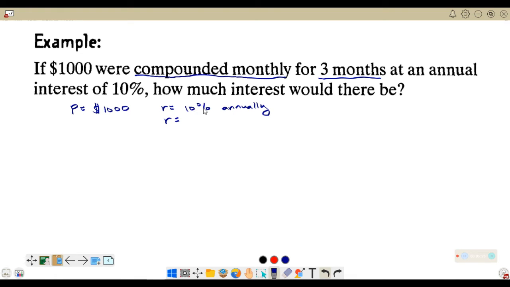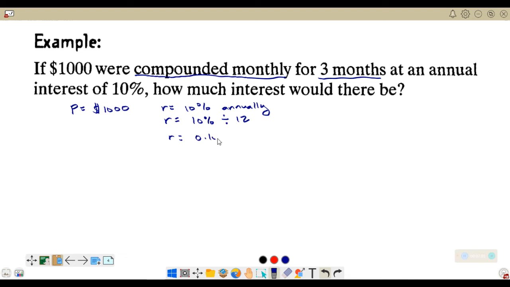So, we have to find the monthly rate of this problem. Since this is 10% annually, we have to divide 10% by the number of months in a year, which is 12, right? Okay, so I don't have a calculator ready, so just wait a moment. I will just get a calculator. I suggest that you do the same para sabay tayong nagko-compute.